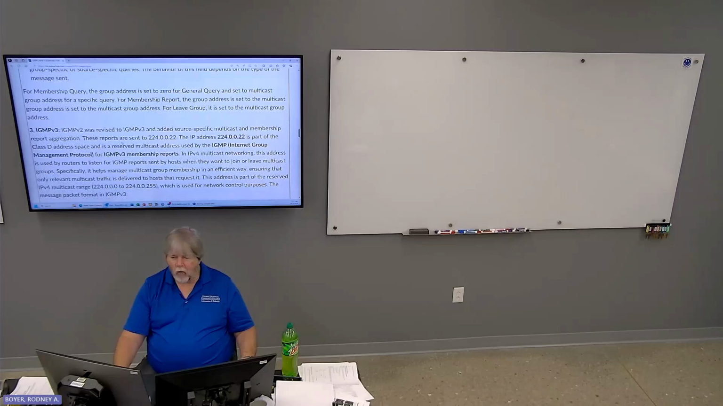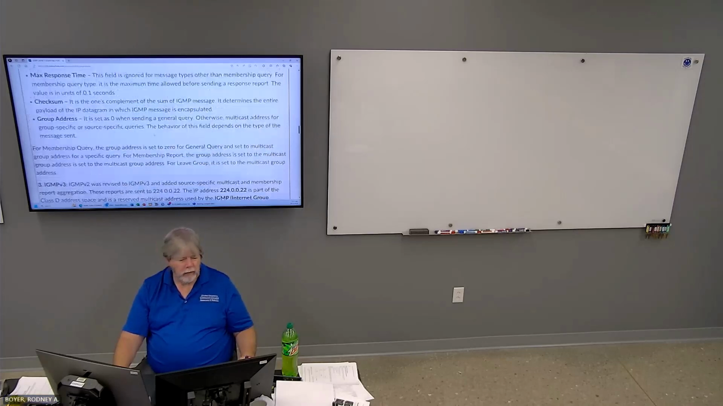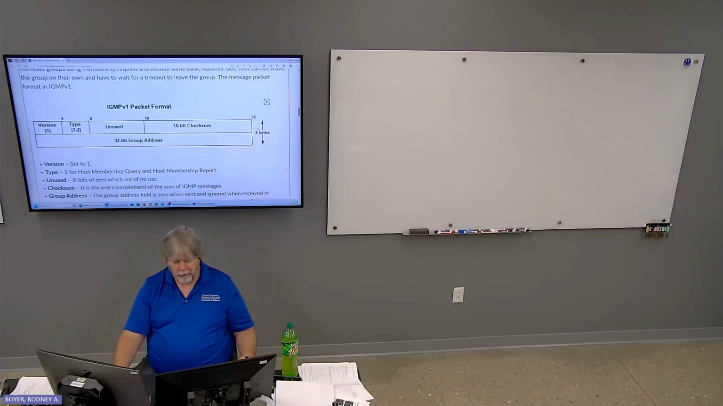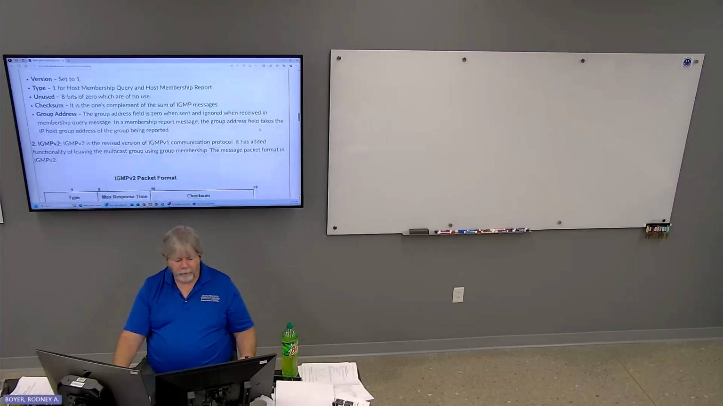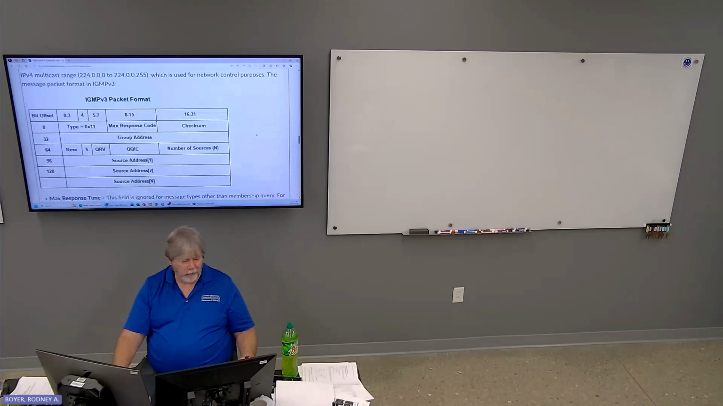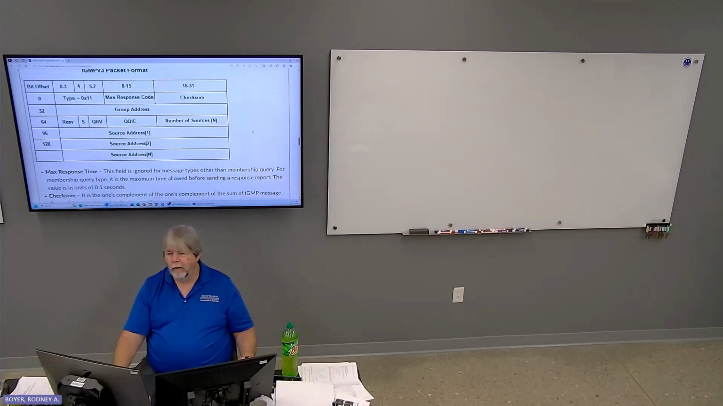V3 added a whole bunch more functionality over V1 and V2. So notice that V1 is two 32-bit words, V2 is two 32-bit words. When you get down here into V3, it's a whole lot bigger multicast traffic. Okay.